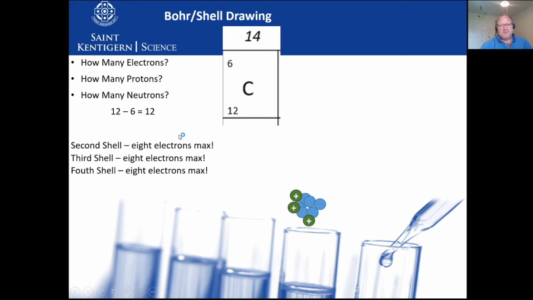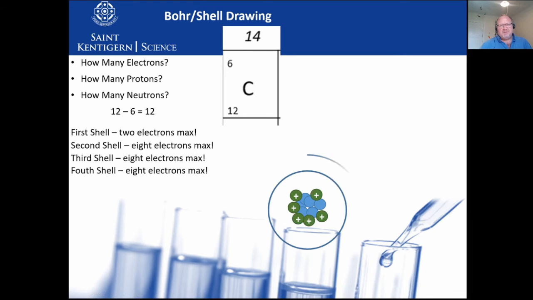And that's how you draw it. 6 of each, and then the first shell and the second shell. 2 in the first shell, that's the maximum, and then 2 plus what is 6? 4. So 1, 2, 3, 4. Okay, there you go.